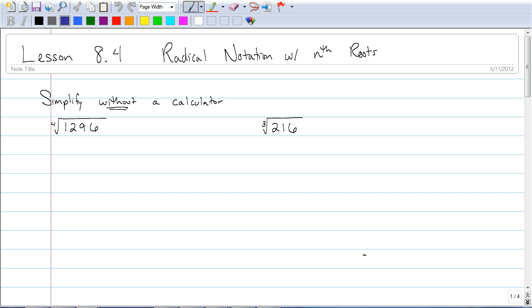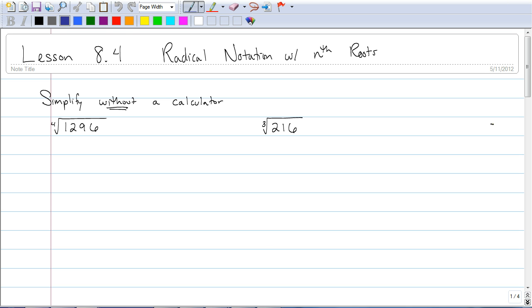So you're going to be doing yourself a huge disservice if you just go through this lesson and just plug numbers in on your calculator. You're not going to know how to do this. Because let's look at this first example. We're trying to figure out the fourth root of 1,296. I'm trying to figure out what times itself 4 times would give me 1,296.